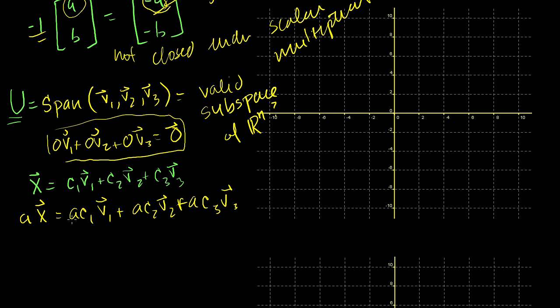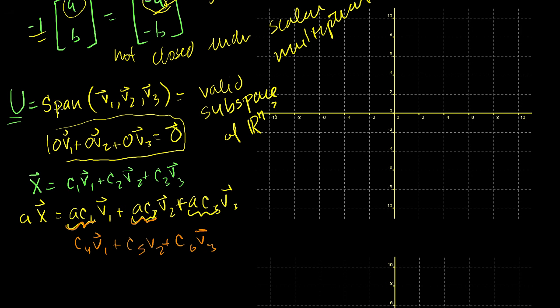If c1 was an arbitrary constant, you could just write a times c1 as another arbitrary constant. And this is another arbitrary constant. And this is another arbitrary constant. And I want to be clear, all I did is multiply both sides of this equation times a scalar. But clearly, I could rewrite this expression as c4 times v1 plus c5 times v2 plus c6 times v3. This is clearly another linear combination of these 3 vectors.